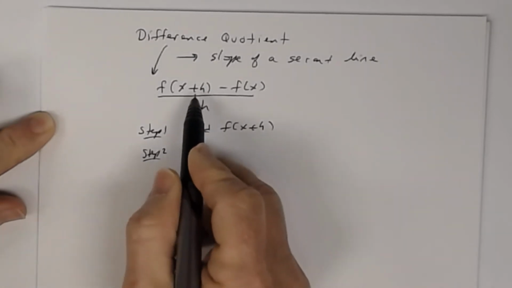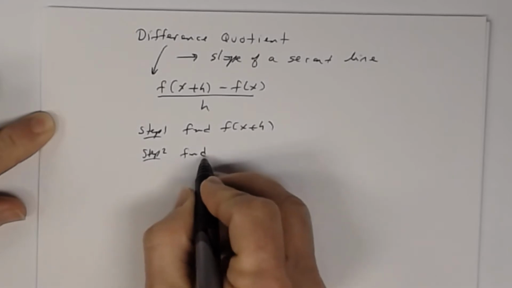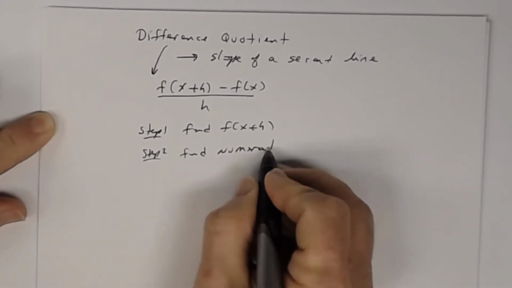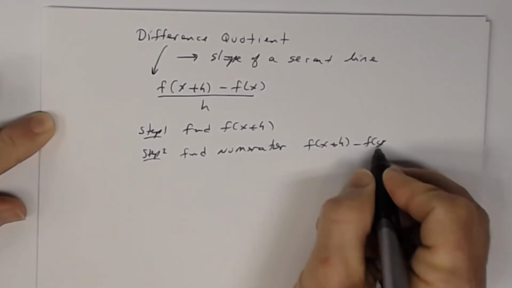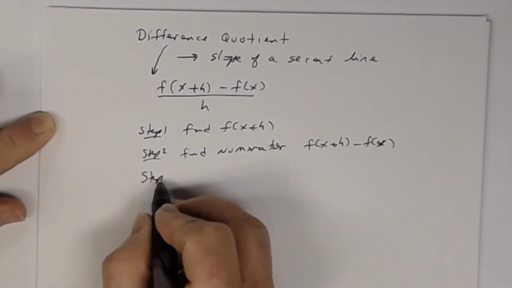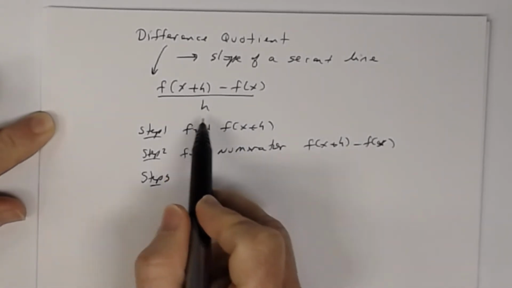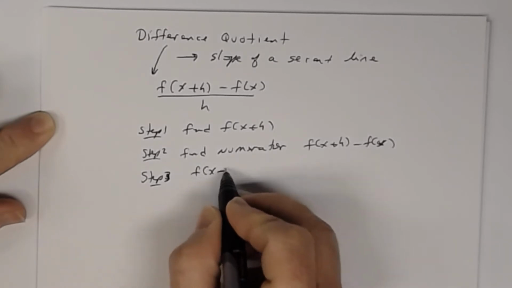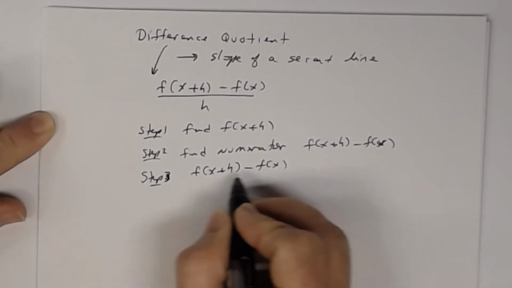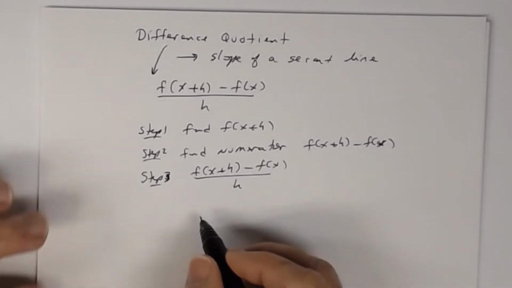Then step two is where, once you find this, you're going to subtract f of x. So step two is where you can now find the numerator, which is f of x plus h minus f of x. And then step three is where you're going to take step two, which is what you just found, and divide it by h, and then you're going to simplify. All right, so those are the steps we're going to go through.